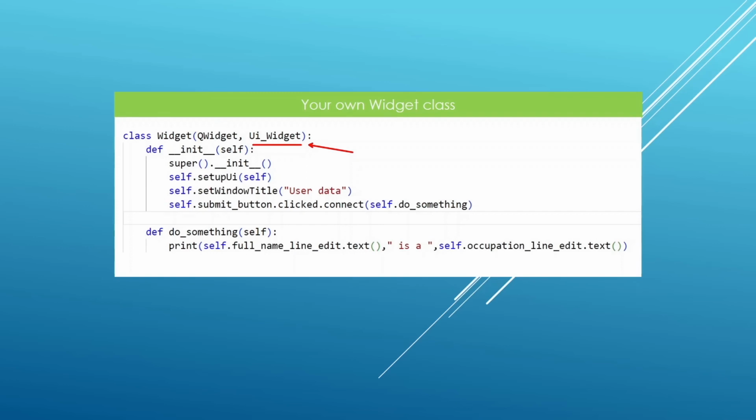And because we are inheriting from UI widget, we have the things that UI widget has. And those things are our submit button. We can access it like this. Our full name line edit, we can access it like this. And our occupation line edit, and we can access it like this. Again, we know the object names because they are what we set up in our designer file.